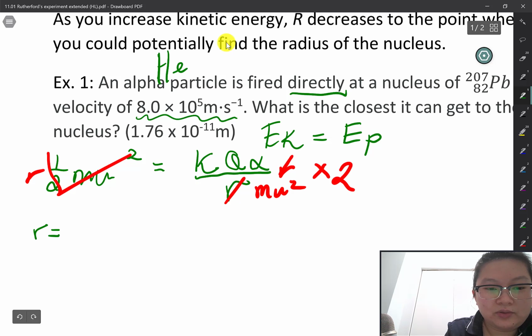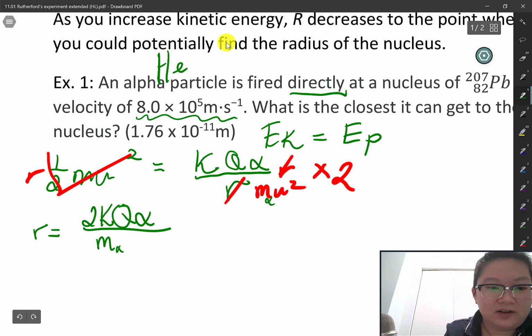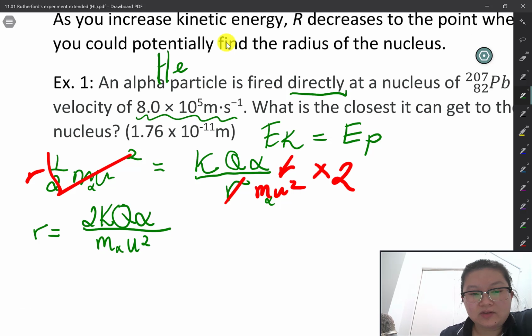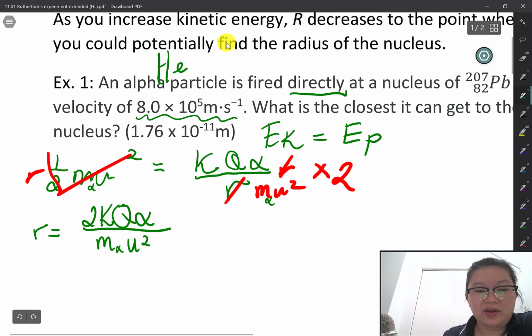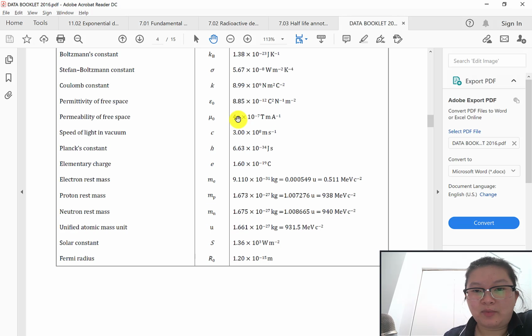This is equal to 2 times K, which is the Coulomb's constant, times big Q for the charge of a lead nucleus, times the charge of an alpha particle, divided by the mass of the alpha particle, I'll write little alpha here just to say that's the alpha particle, and u for that initial speed squared, okay? The Coulomb's constant, we can get that from the data booklet, which is 8.99 times 10 to the power of 9, with a bunch of units.